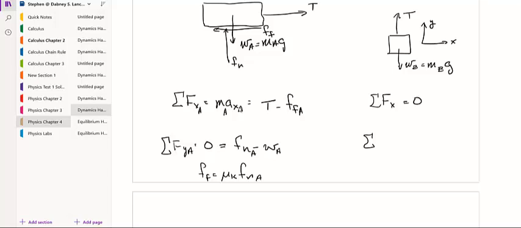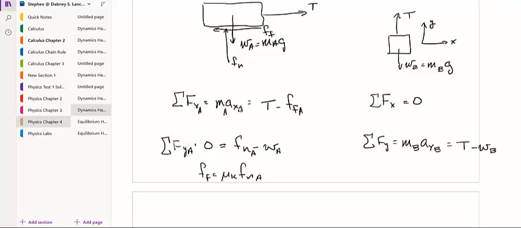Okay, so in the y direction we do have movement. So that's m sub b times a sub y b. And we got two forces. We got the tension pulling up and we have the weight pulling down. And we don't have any friction, so it comes down to basically this equation.